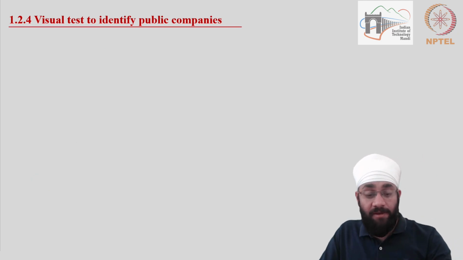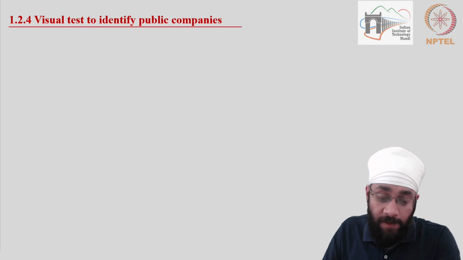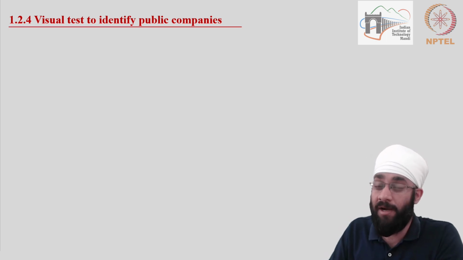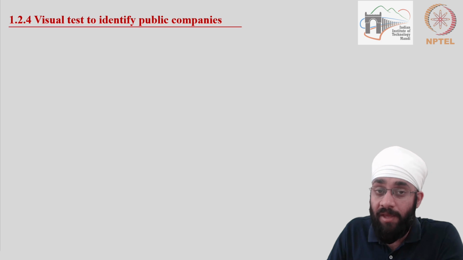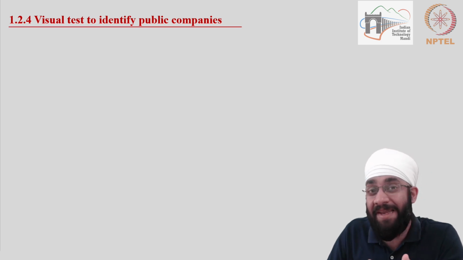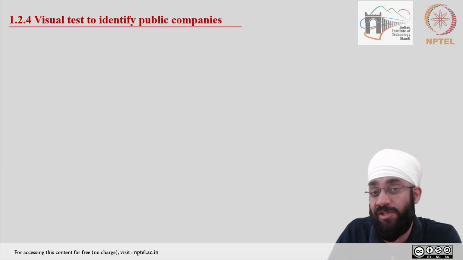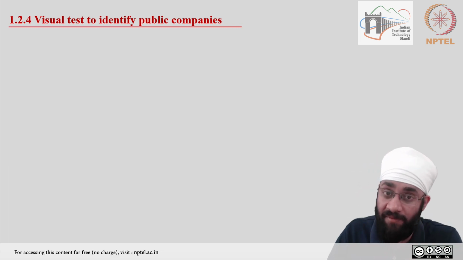So finally, a couple of minutes on how you identify if a company is a public company. I told you one method: you look at the name. If the name says Reliance Industries Limited, that means a public company. If the name says Reliance Industries Private Limited, then it's a private company.